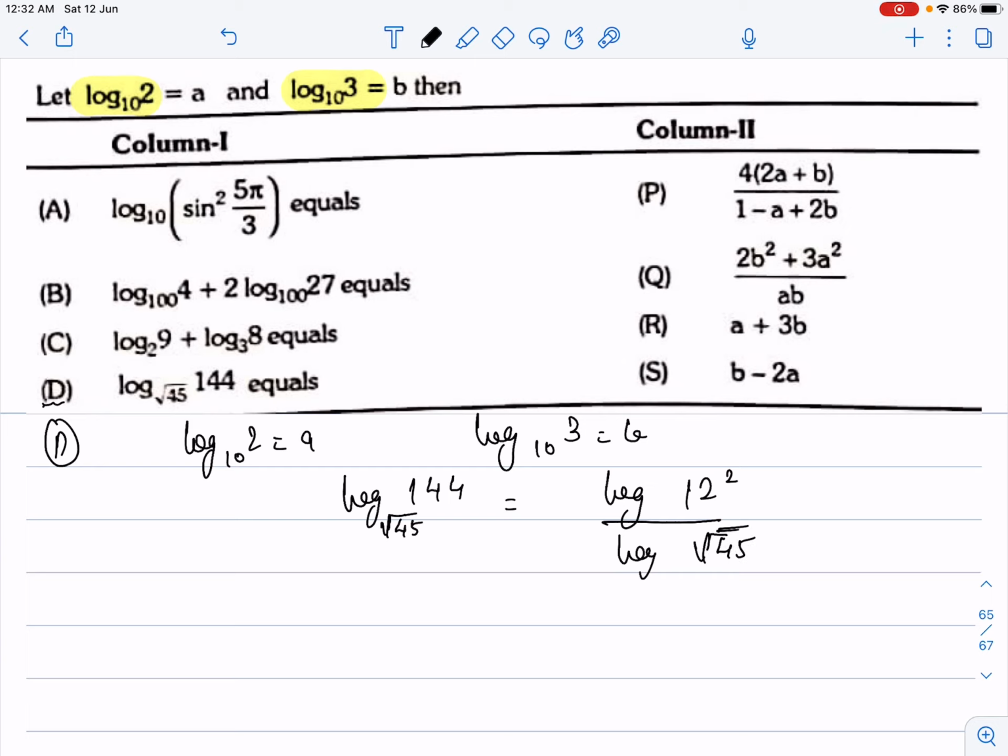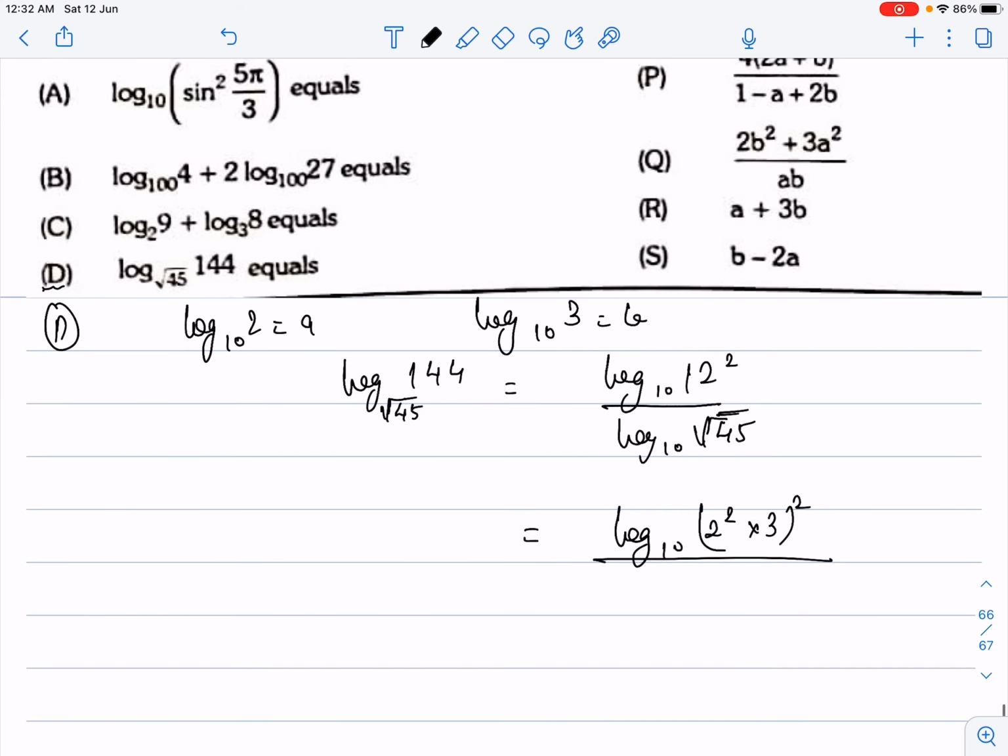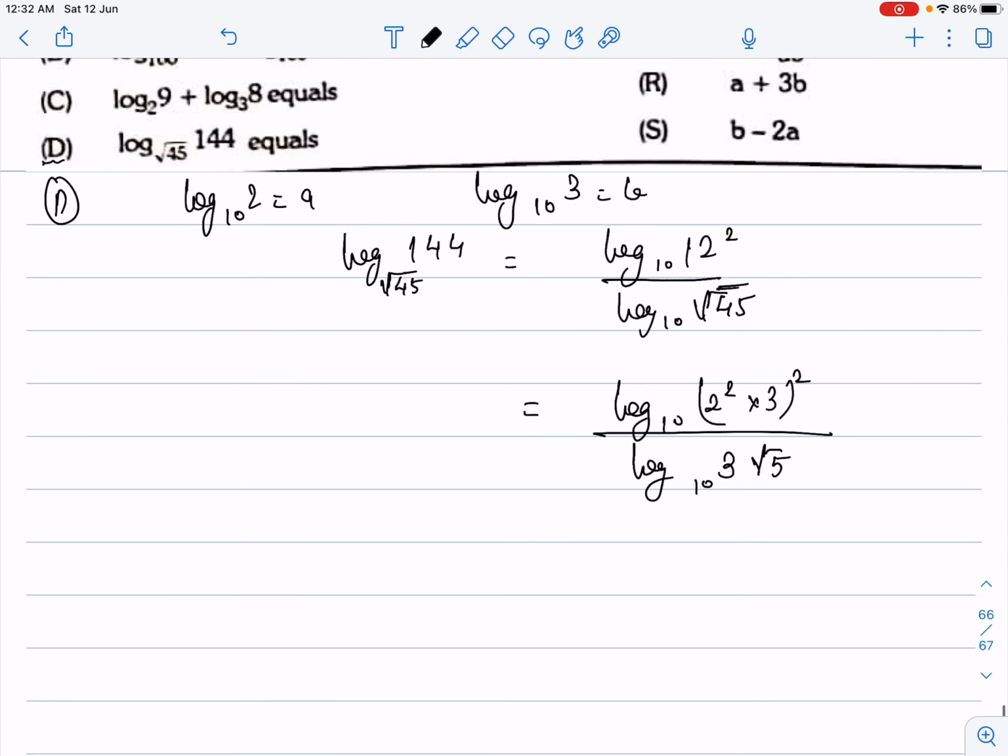Now what base would I have to introduce over here? 10 I am introducing. Now 12 can be written by me as 4 multiplied by 3. So log of 2 squared multiplied by 3, and whole square of that, base 10, divided by log of root 45, which can be written as log of 3 multiplied by root 5, base 10. Then finally we'll proceed further.